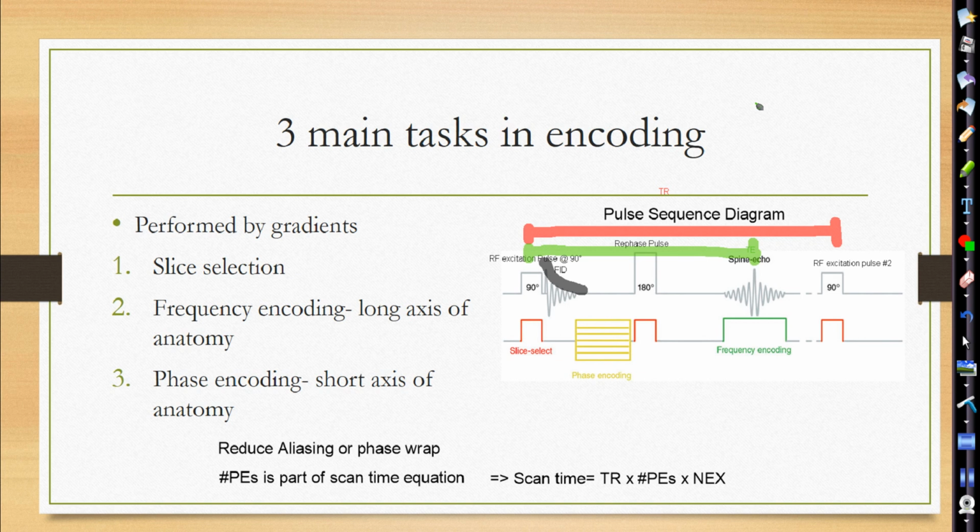So those are the two parameters we really talked about last time, right? TR and TE. Which one controls T2, do you think? Which one controls T1 recovery? Good.